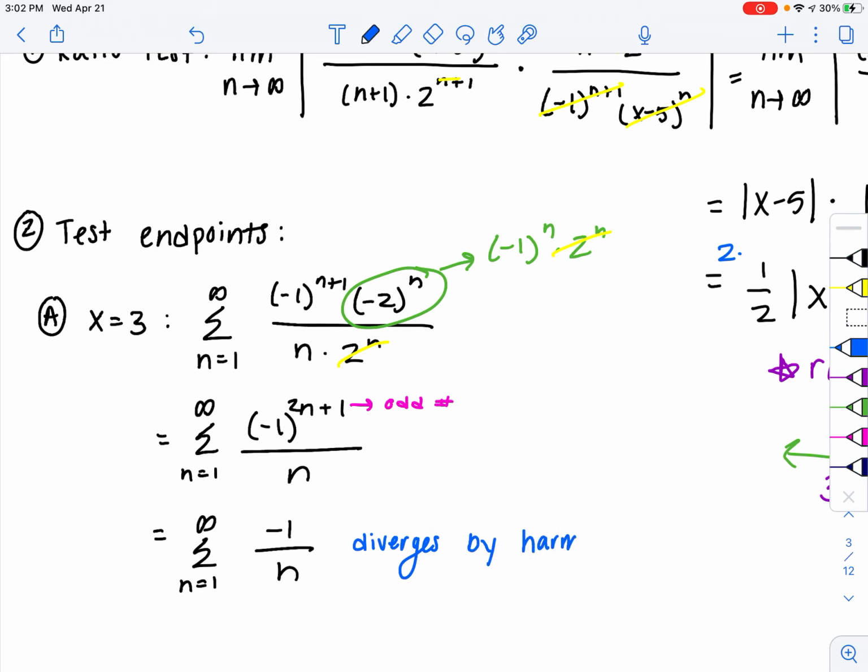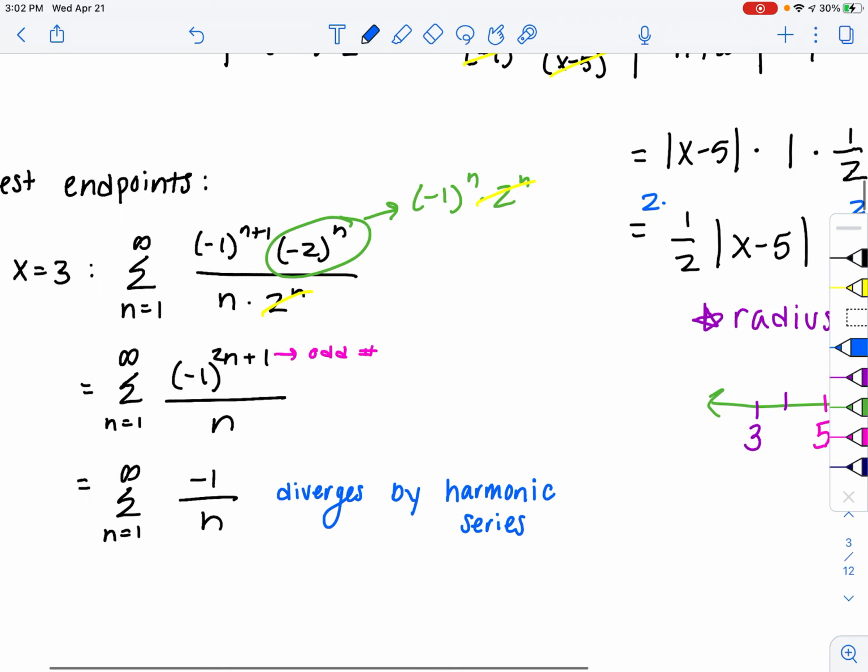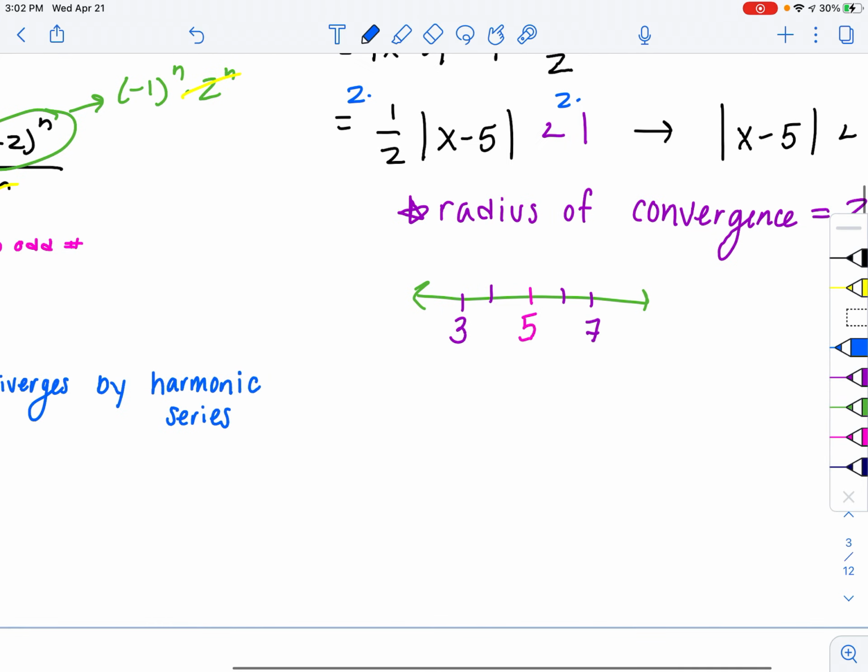Because it's the harmonic series, right? You can say by the p-series test or by the harmonic series, because it's assumed that you know what that is. It's just negative 1 times the harmonic series. The harmonic series diverges, so this diverges. So we are not going to include the 3 in our interval of convergence.